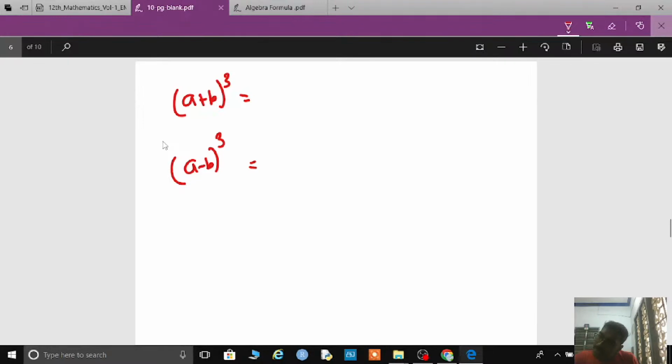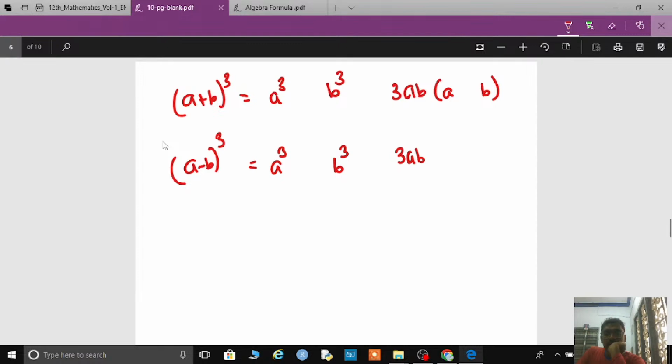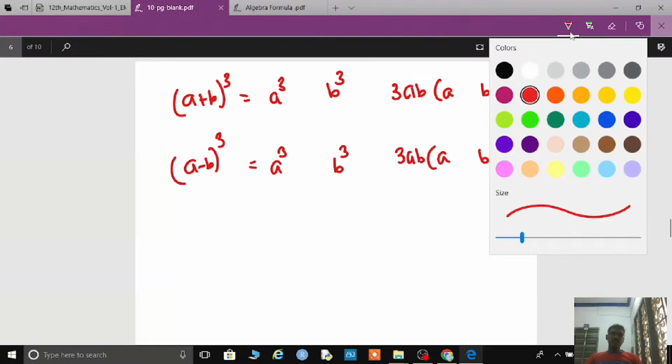So what about this formula? Just look at that. The a plus b the whole cube is nothing but just replace them. We need to do one thing. There are two things that are similar in these two formulas: a cube, b cube, 3ab, a gap b; a cube, b cube, 3ab, a gap b. So just replace the signs here.